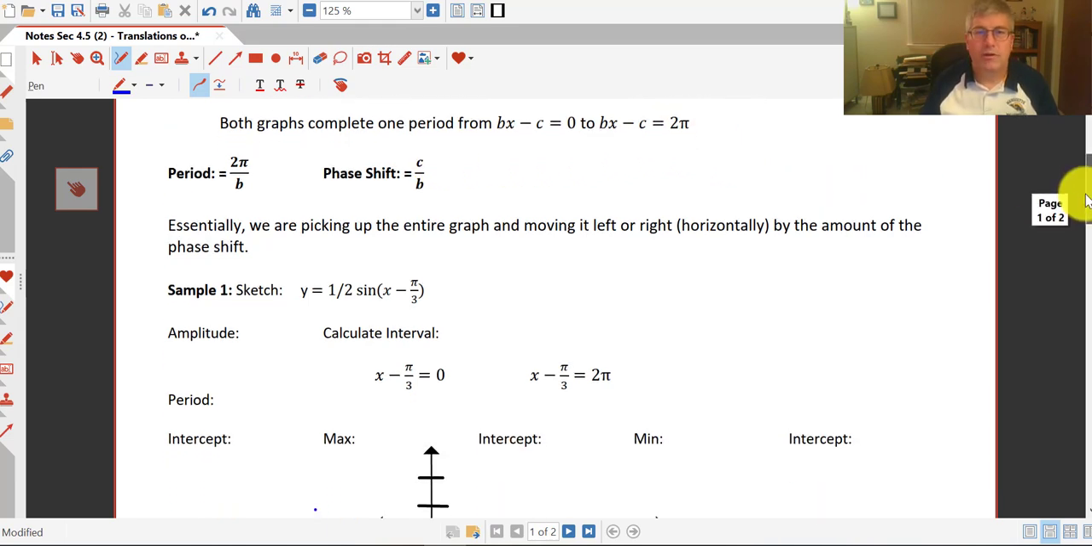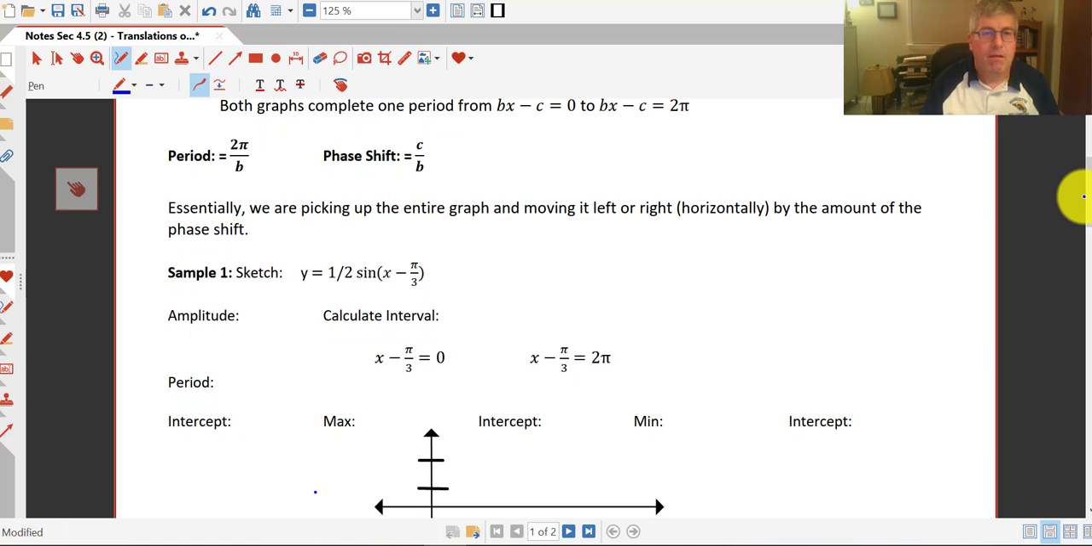So we'll walk you through an example here. Let's sketch y equals 1/2 sine of x minus pi over 3. So our c here is pi over 3. It appears that b is equal to 1. It's the coefficient on x. And our a is 1/2. So our amplitude is 1/2. So now we're only going to go half as high. Our period is 2 pi over b, or 2 pi over 1. So that's still going to be 2 pi.